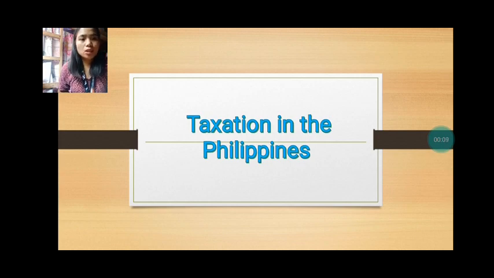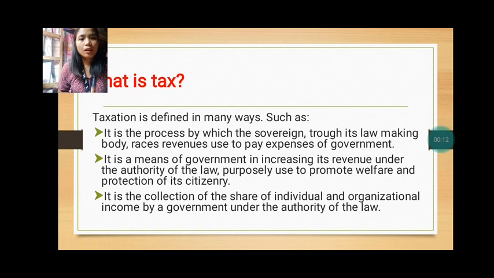So, what is taxation? Taxation is defined in many ways, such as it is the process by which the sovereign, through its lawmaking body, raises revenues used to pay expenses of government. It is a means of government in increasing its revenue under the authority of the law, purposely to promote welfare and protection of its citizenry. It is the collection of the share of individual and organizational income by a government under the authority of law.